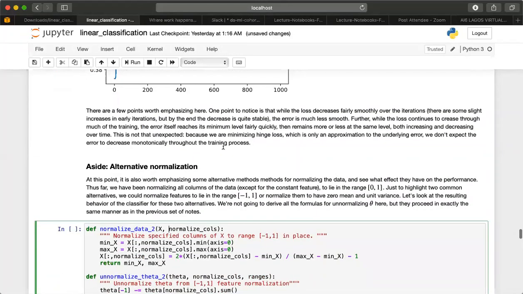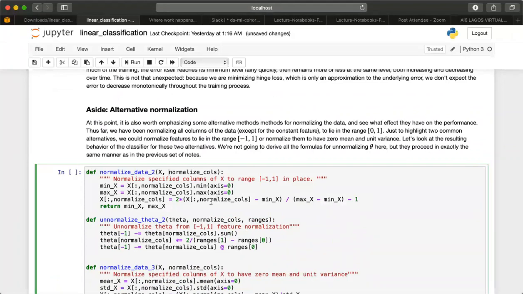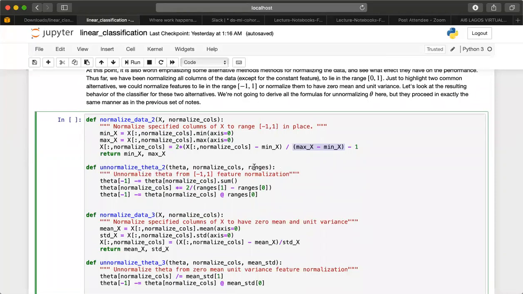But you can have other normalization methods. In this case, you are saying the feature values minus the minimum value of x, over the maximum value of x minus the minimum value of x, and you are multiplying the numerator by 2. So you're saying 2 times this, all over this, minus 1. So this is another way of normalizing, and it has its corresponding way of unnormalizing.